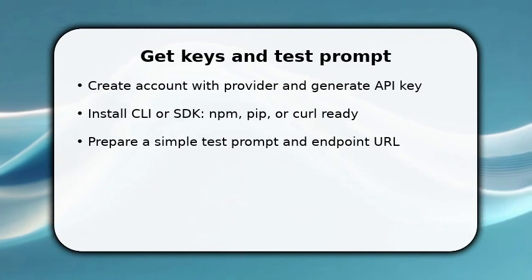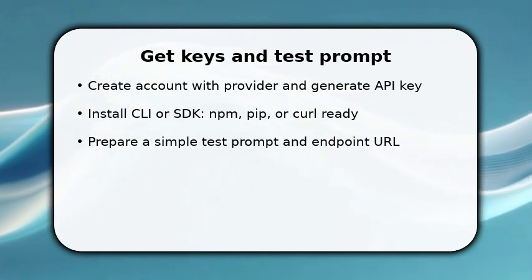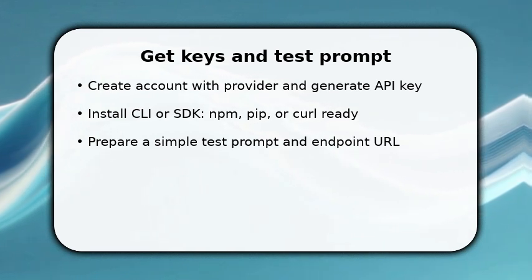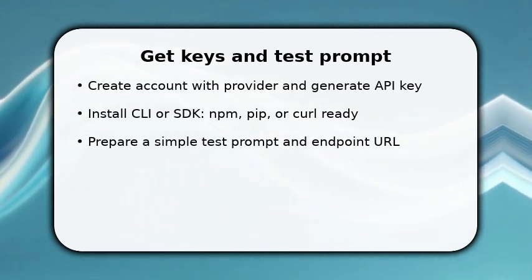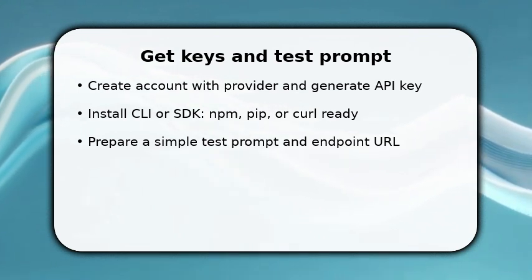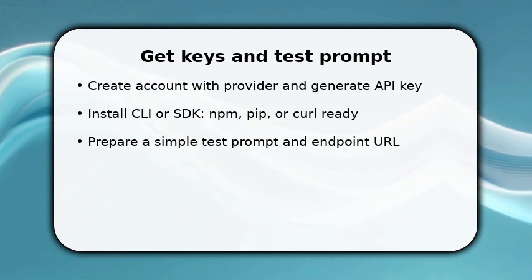Enjoy the video. You start by getting credentials and verifying access. Generate an API key, save it securely, and set it as an environment variable so tools can read it. Once done, install the official SDK or use curl. That gives you an immediate request path.